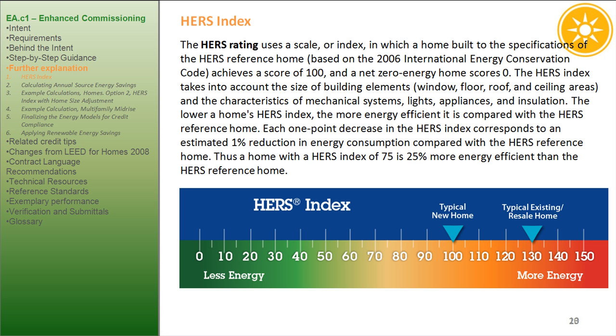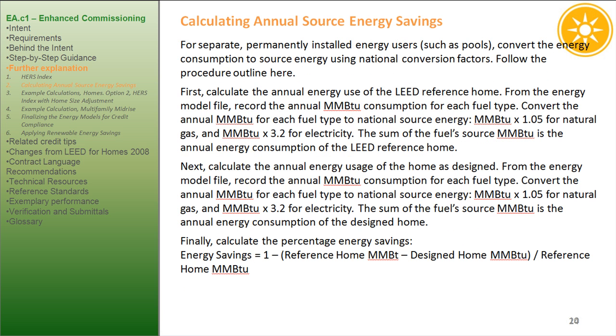The lower a home's HERS index, the more energy efficient it is compared with the HERS reference home. Each 1-point decrease in the HERS index corresponds to an estimated 1% reduction in energy consumption compared with the HERS reference home. Thus, a home with a HERS index of 75 is 25% more energy efficient than the HERS reference home.